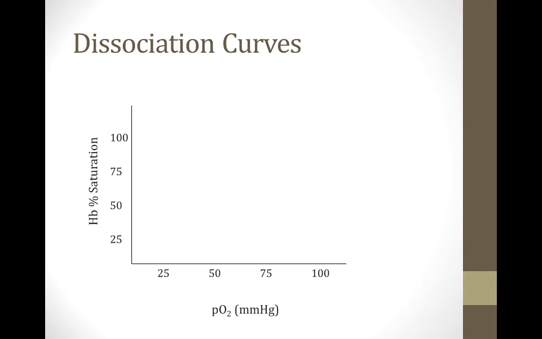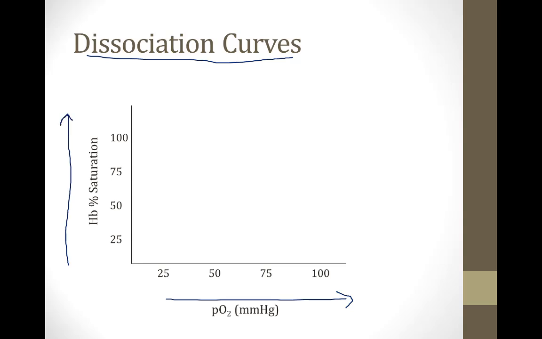Let's talk about a very important topic, which is the oxygen hemoglobin dissociation curve. So the first thing we need to discuss is how hemoglobin gets saturated with oxygen. So in this chart, I've put the concentration of oxygen, which is the PO2, on the x-axis, and I've put the percent saturation of hemoglobin on the y-axis.